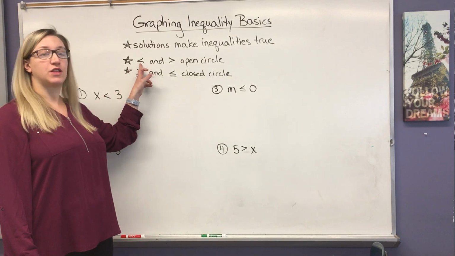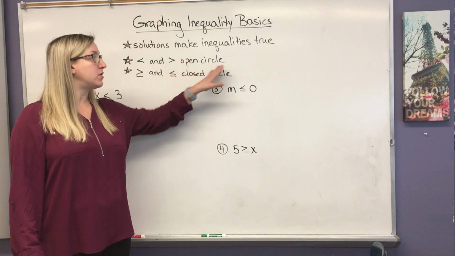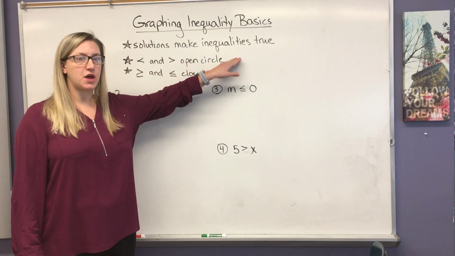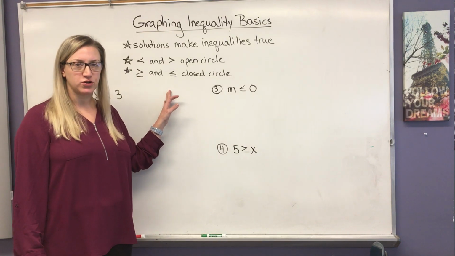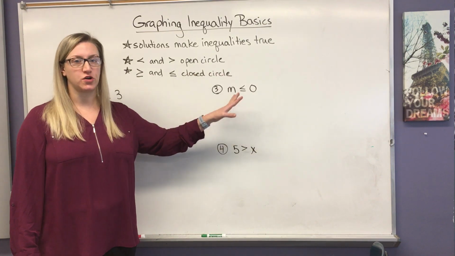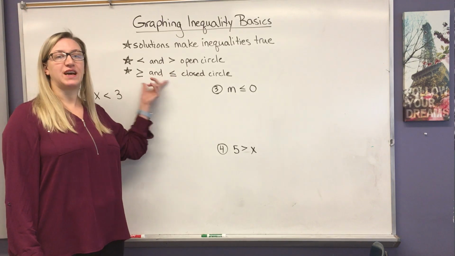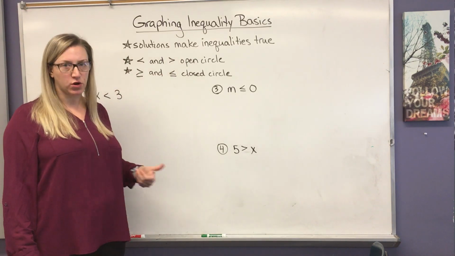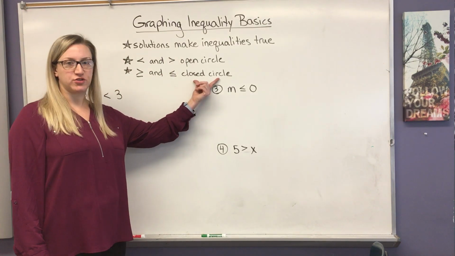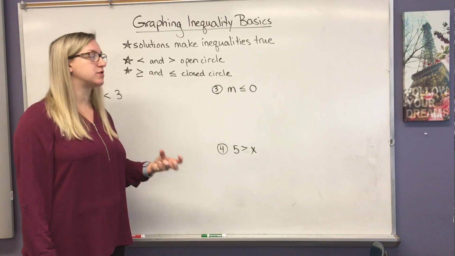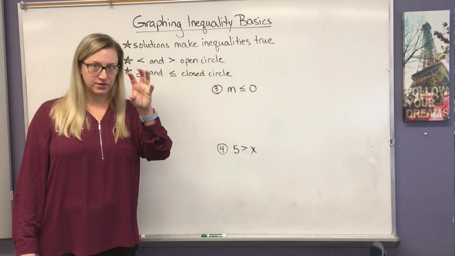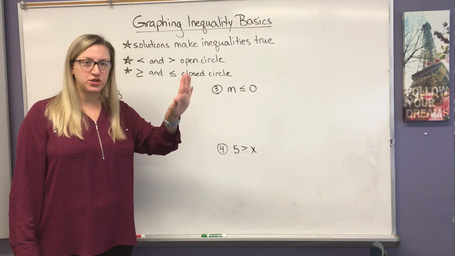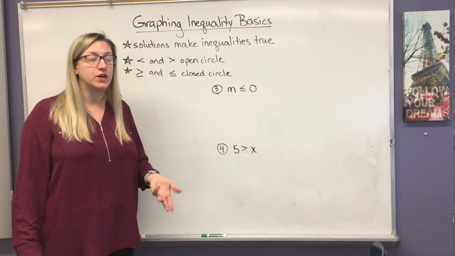Also, we need to know that the less than and greater than symbols use an open circle at the number, and that the greater than or equal to and less than or equal to symbols use the closed circle. Because these represent that I can also be equal to my number, so I have to use closed, because shading represents solutions. And less than and greater than do not include your endpoints. You go right up to the number but not actually equal it.